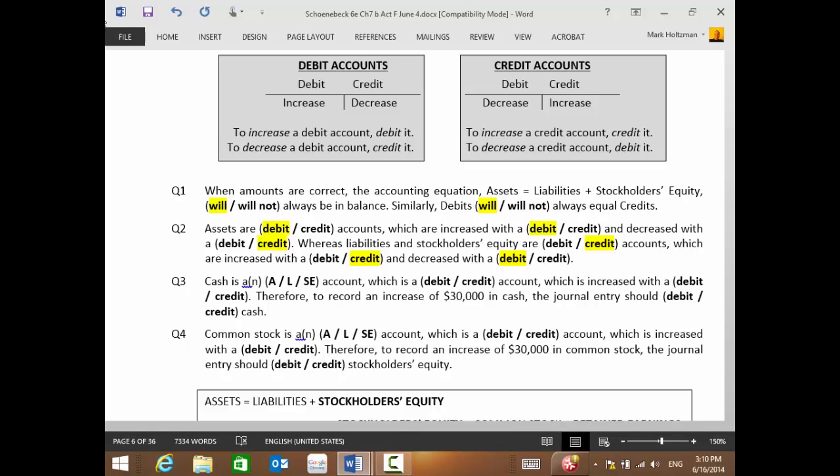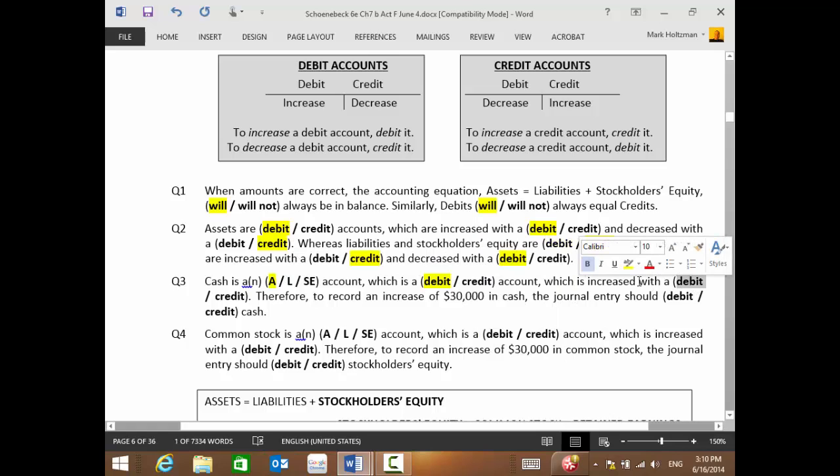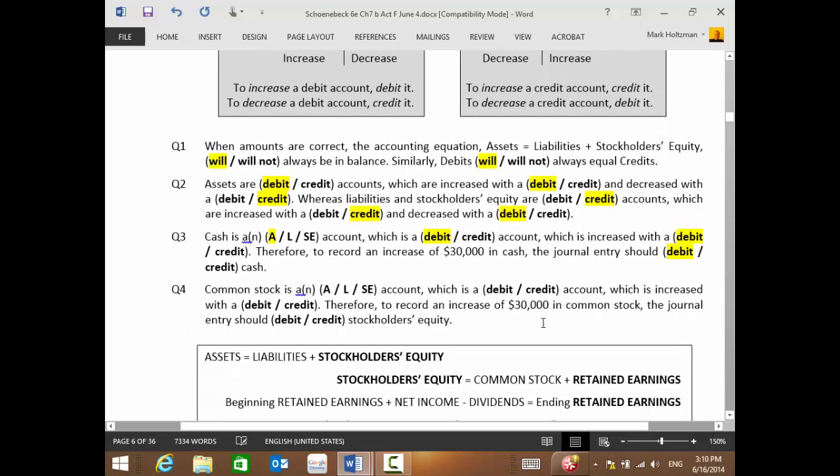Cash is a what? Asset, liability, stockholders' equity? It is an asset, which is a debit account which is increased with a debit. Therefore, to record an increase of 30,000 cash, the journal entry should debit cash. Debit cash increases it. Crediting cash decreases it. Common stock is a stockholders' equity account, which is a credit account, which is increased with a credit. Therefore, to record an increase of 30,000 in common stock, the journal entry should credit stockholders' equity.